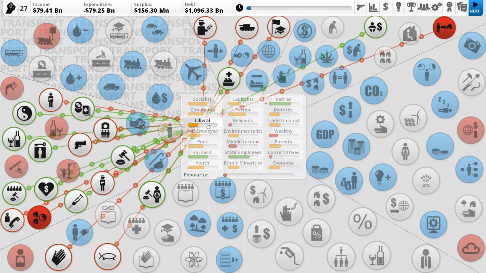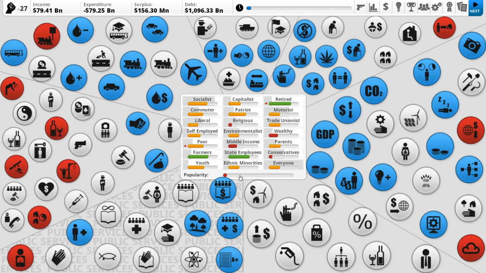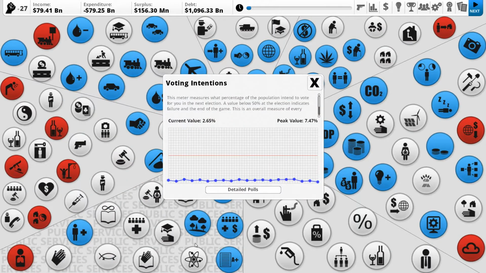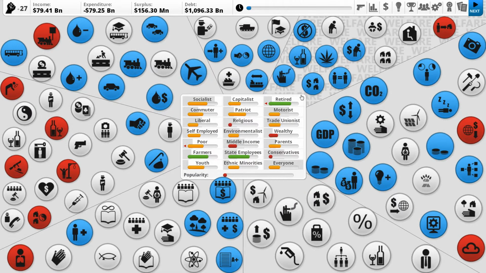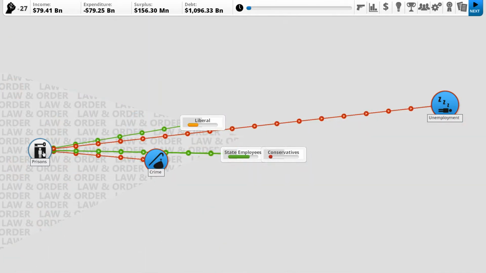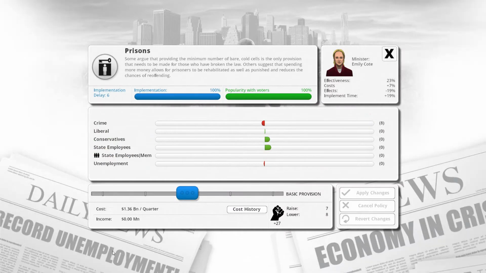It's tricky, especially early on when there's so much to manage and when we're so unpopular. I guess the changes we made last turn weren't great because our peak value was 7.47 and we're currently at 2.65 in the popularity vote. Canada is tough, man. How about prisons? Well, prisons right now are pleasing liberals, but that doesn't do anything to lower crime. Let's face it.